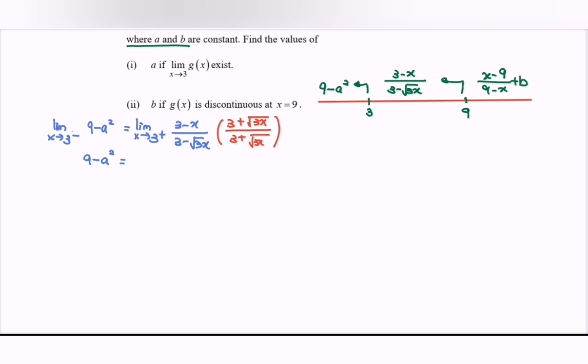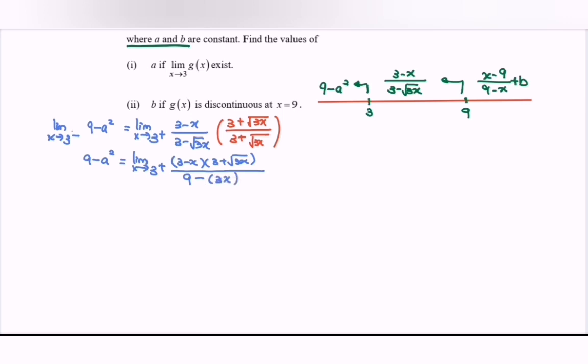So rewrite the situation. Limit when x approaching 3 from the right, 3 minus x multiplied by 3 plus the square root of 3x, over, making use of the formula. First, a squared, we have the 3, so we have the 9, minus b squared. For b, we have the square root of 3x. If it's squared, we will have negative 3x.